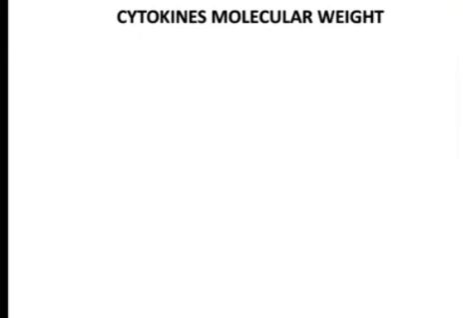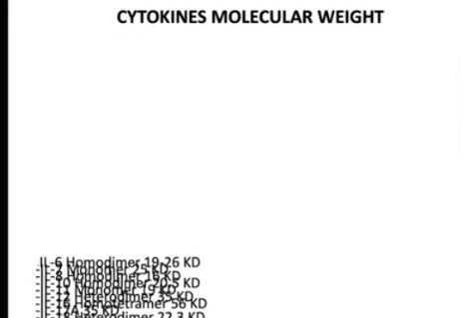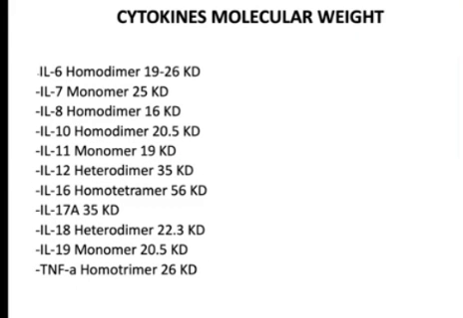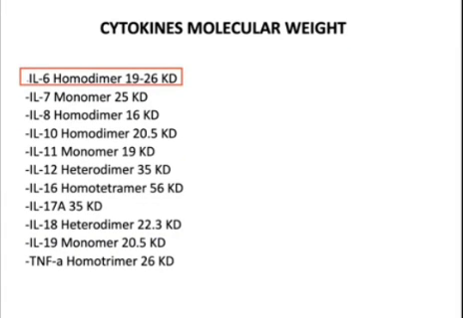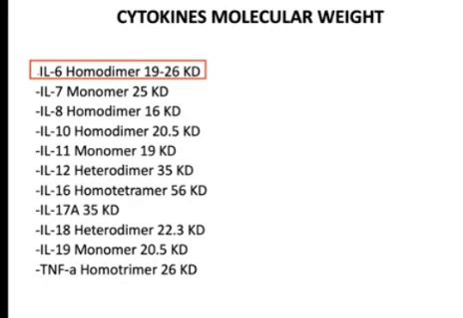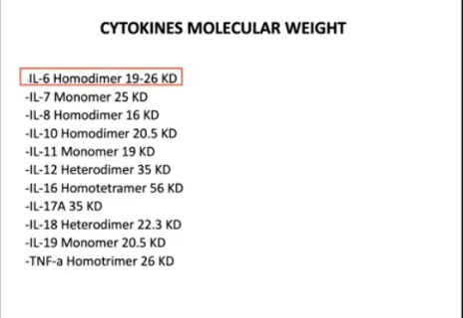So cytokine molecular weights, as we all know, these are the different cytokines. Of course, the most important now, which is the star of the COVID era, is the interleukin-6 homodimer. And as we see, its molecular weight is between 19 to 26,000 Daltons or 19 to 26 kilodaltons. Again, one of the important cytokines is the tumor necrosis factor homotrimer. Its molecular weight is 26 kilodalton, and this is also another very important mediator in the inflammation process.